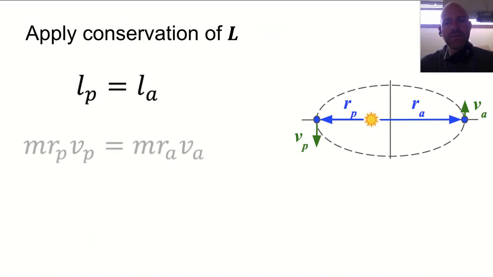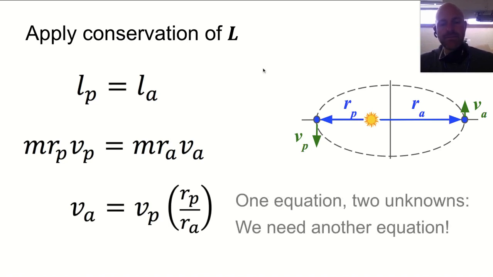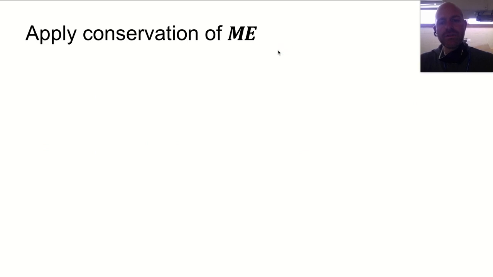So conservation of angular momentum. Since they're point particles, we're going to do m times r times v, or in other words, r times the linear momentum at the 2 points. And we can find that VA is VP times this ratio of distances. So we need the other equation to figure out the rest.